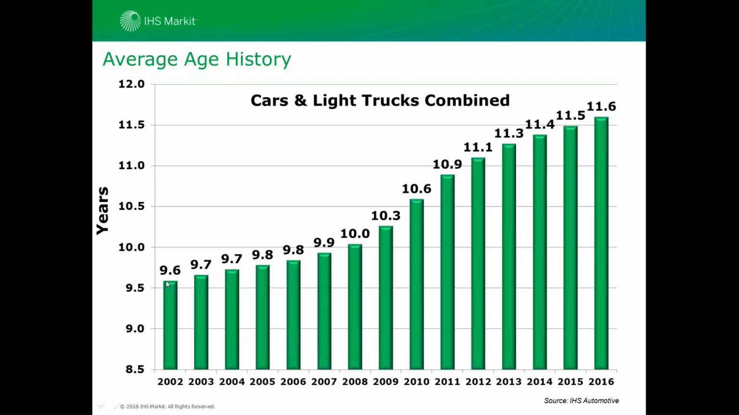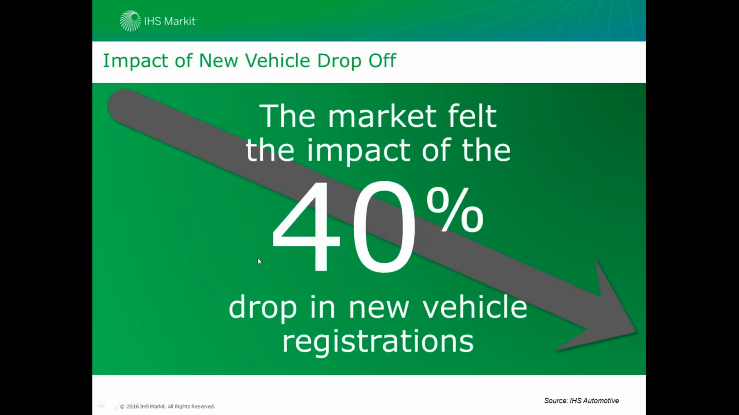Back to kind of the traditional rate that we saw. Now, what's happening here? Well, obviously the market has felt that impact of that 40% drop that I was talking about in that slide I showed a little while ago. 40% drop in new vehicle registrations. There's simply, for a while there, a lack of those 2008, 9, 10 model years out on the road.